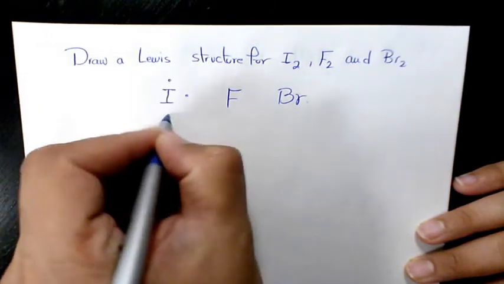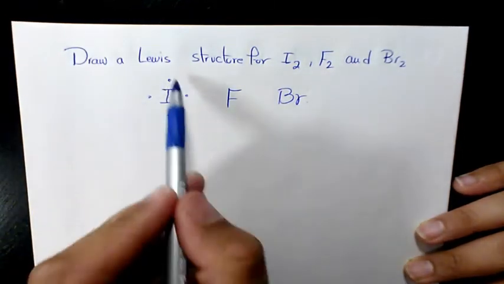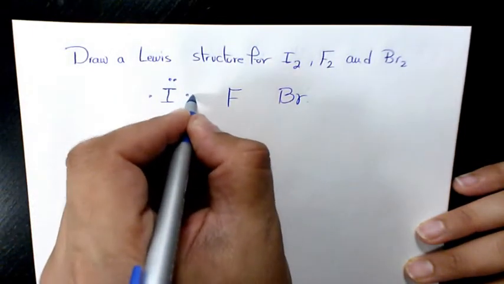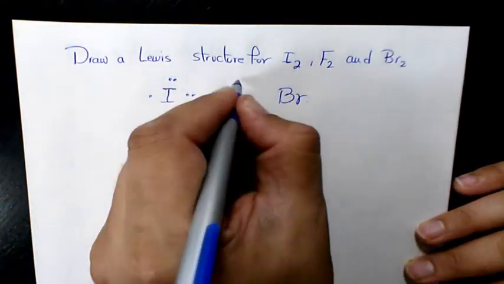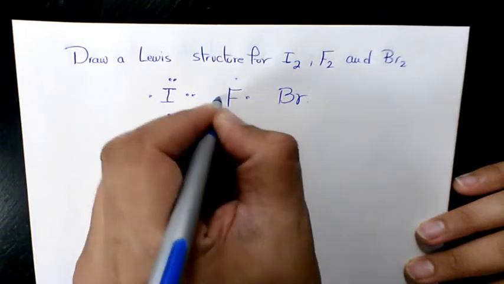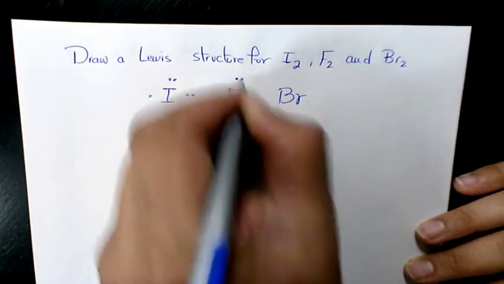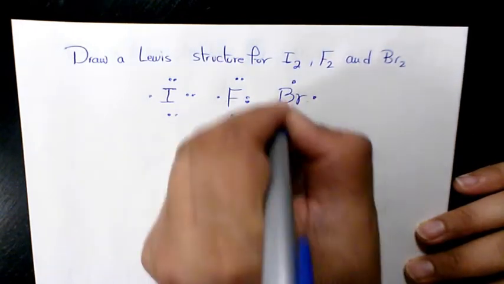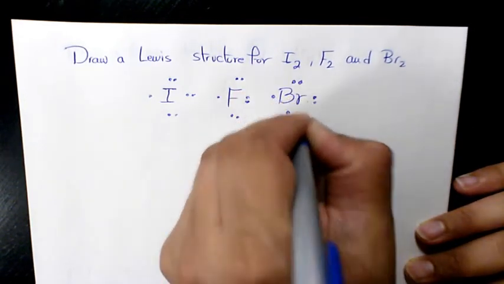1, 2, 3, 4. That's how we need to place it. 1, 2, 3, 4, and again we do it here. 5, 6, 7. Same thing here. 1, 2, 3, 4, 5, 6, 7. And 1, 2, 3, 4, 5, 6, 7.